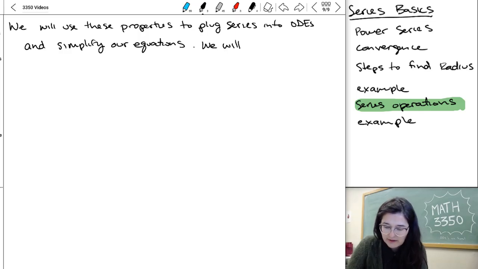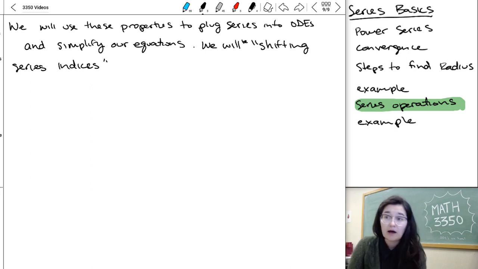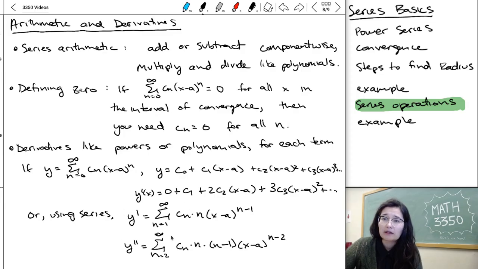What we're usually going to be doing is shifting. We will be shifting series indices. That's the plural of index, indices, I-N-D-I-C-E-S. That's the number on the bottom of the series, its index.